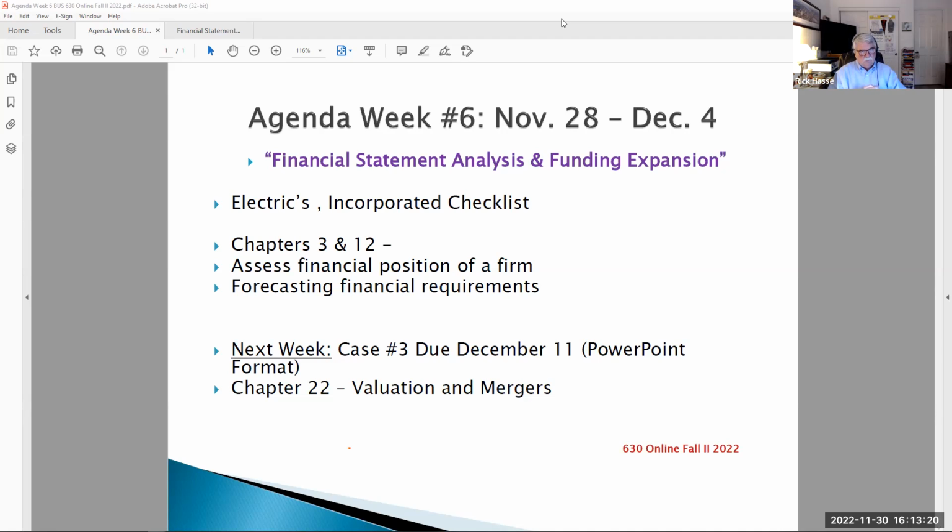The material this week will be a part of our case number 3, which will be posted this coming weekend on Sunday night and due December 11th. This will be part of that case number 3, where you'll be doing a PowerPoint analysis of the company that you have selected in this class. So again, some more work with that company you've been doing work on in other cases in this class. So let's take a look at chapters 3 and 12.